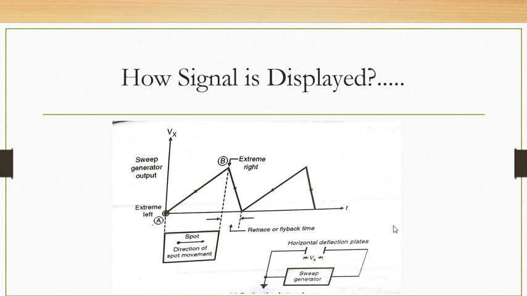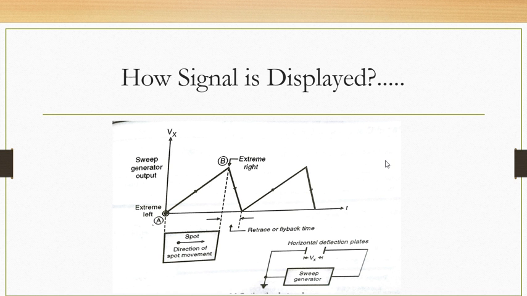Now let's discuss the last point from this part. The unit is not yet completed, but this part is how the signal is displayed, which you have to understand. Previously we have seen that the sawtooth waveform is applied to the horizontal deflection plates, but you must know how it is applied.